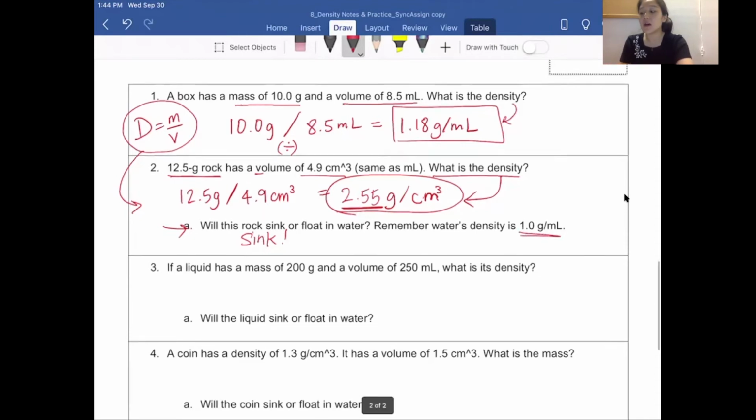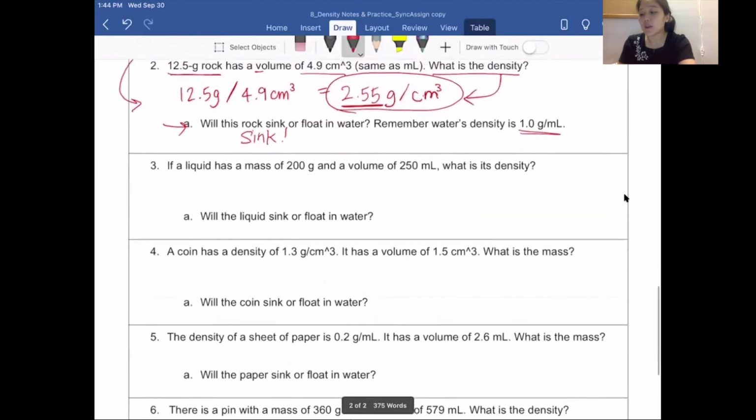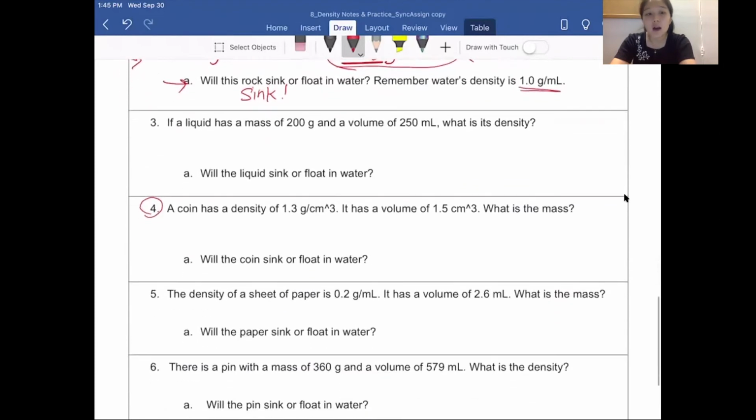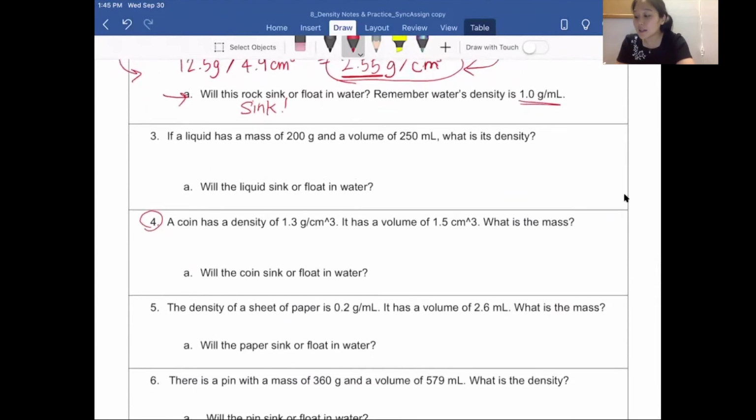All right, so the next question I'm gonna go over is, I'm gonna skip to number 4 because it's slightly different than number 1 and 2. It says a coin has a density of 1.3 grams per centimeters cubed. So instead of giving you mass, I gave you density here. So let's label this D. It has a volume of 1.5 centimeters cubed. What is the mass? So here we're looking for mass.